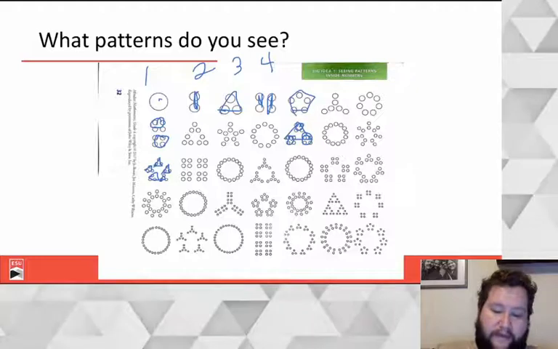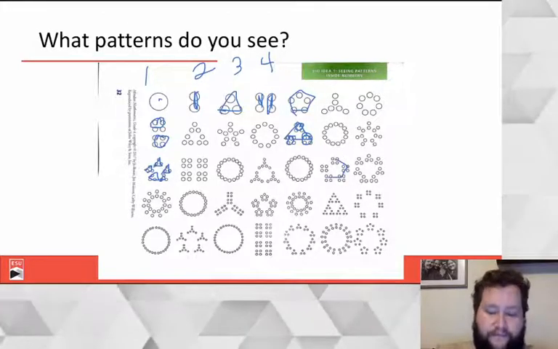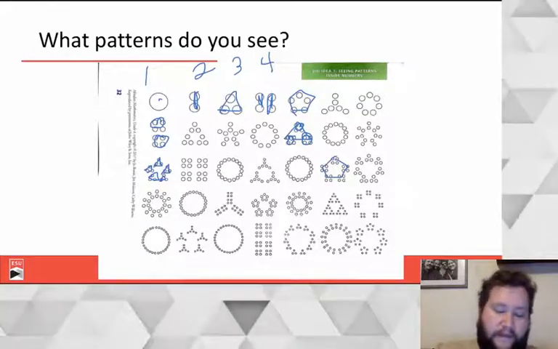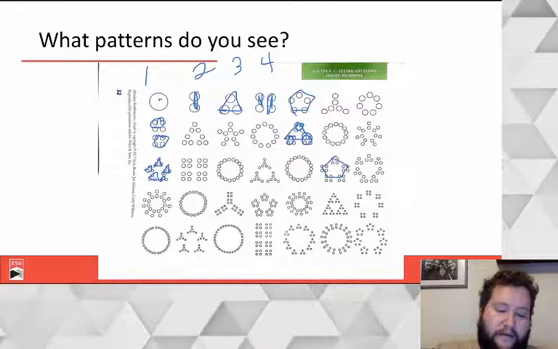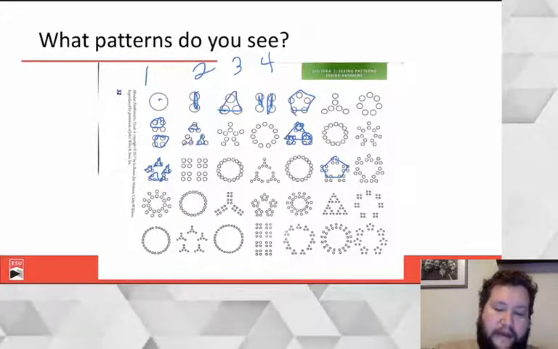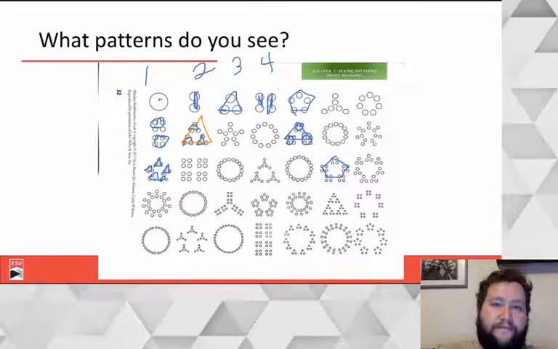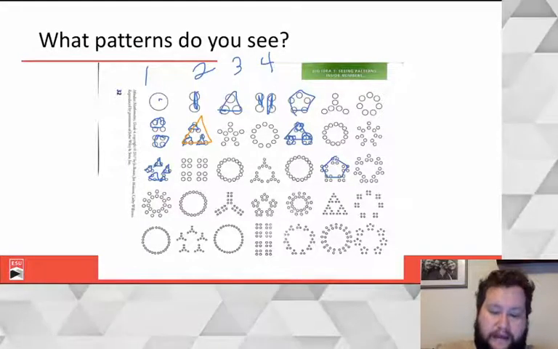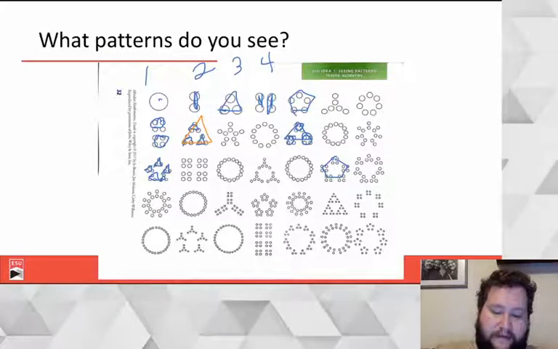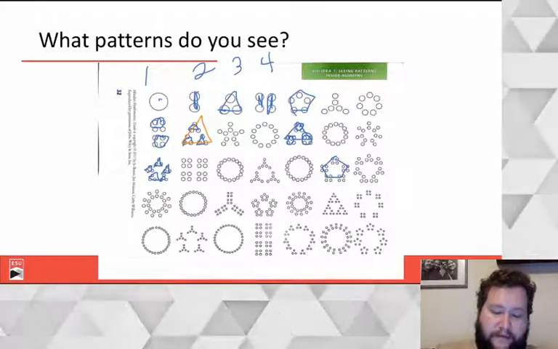Or here we have 4 5s for 20. And then here in 9, we have 3 3s, so we have the little triangles. And let me switch color. We have our big triangle. And then down here for 27, we have 3 of our 9s.